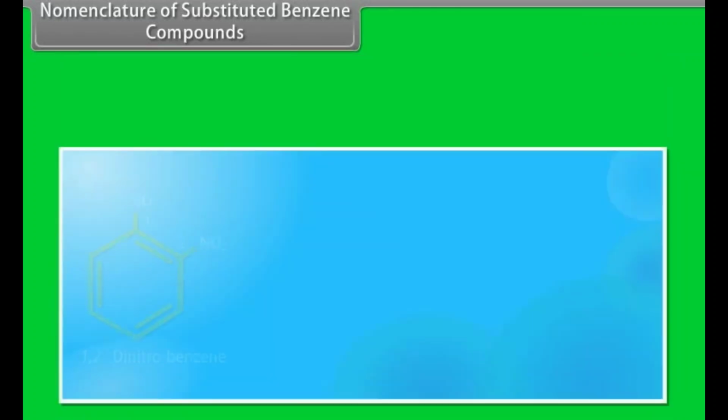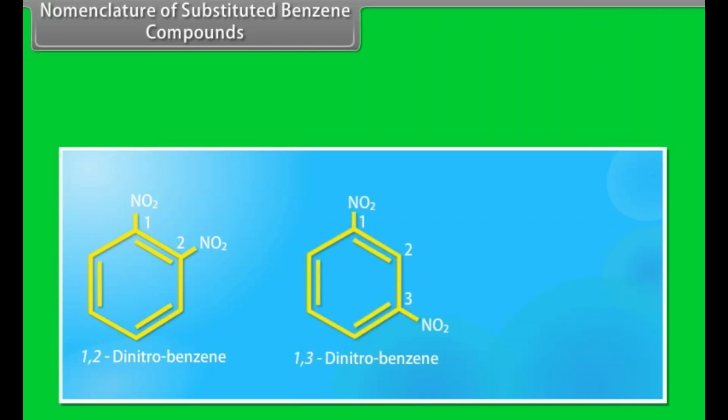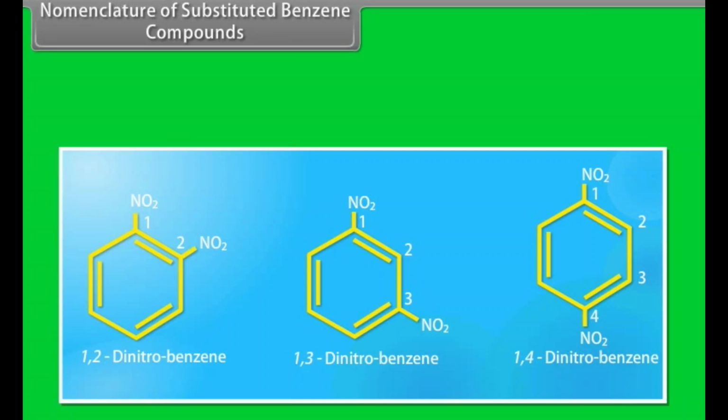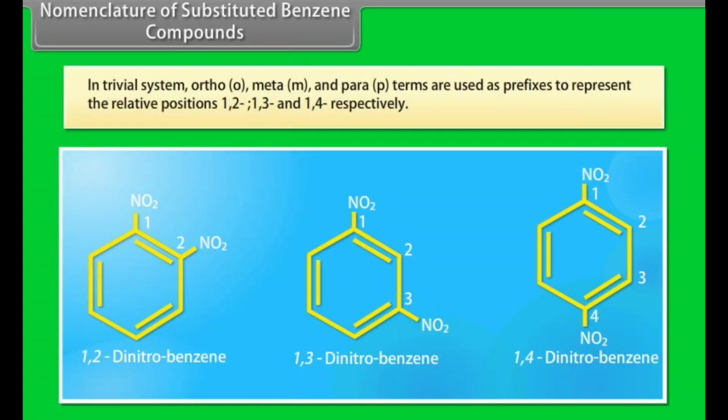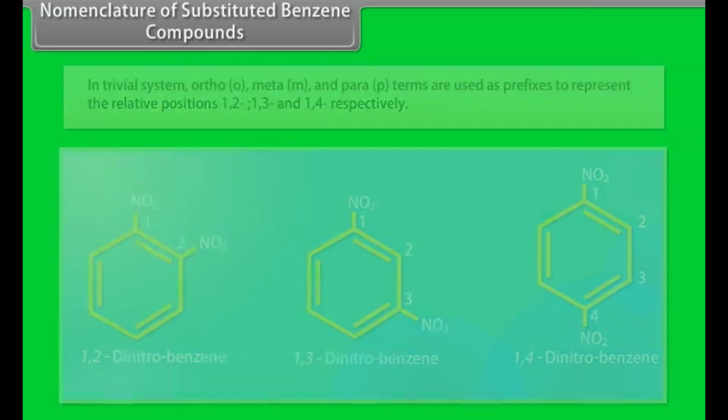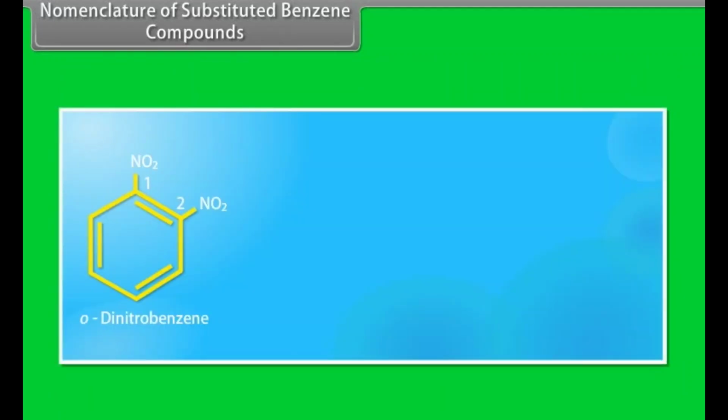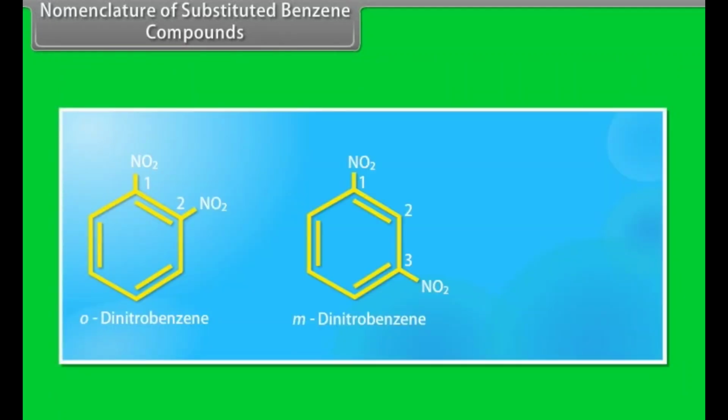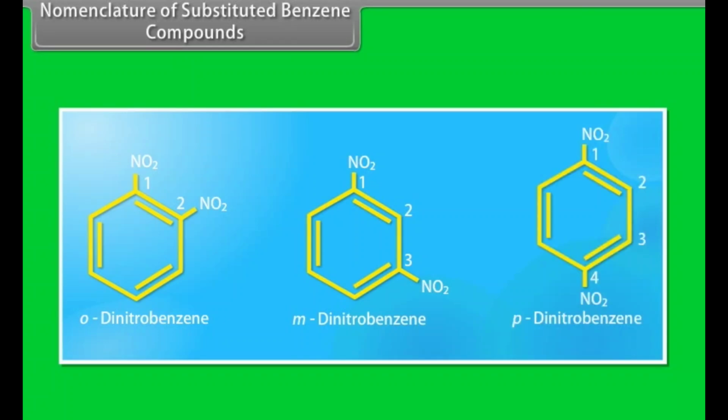For example, 1,2-dinitrobenzene, 1,3-dinitrobenzene, 1,4-dinitrobenzene. In trivial system, ortho, meta, and para terms are used as prefixes to represent the relative positions 1,2, 1,3 and 1,4 respectively. For example, ortho-dinitrobenzene, meta-dinitrobenzene, para-dinitrobenzene.